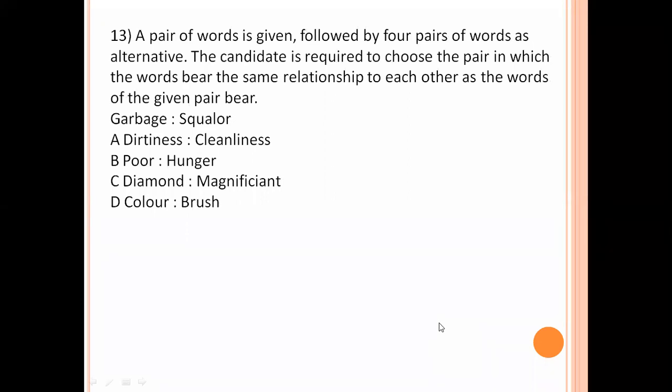Next, a pair of words is given, followed by 4 pairs of words as alternatives. The candidate is required to choose the pair in which the words bear the same relationship to each other as the words of the given pair bear. Garbage, scholar. Dirtiness, killness, no, it is not suitable. Poor, hunger is not suitable. Diamond, magnificent. It is the right answer. Option C is the right answer.